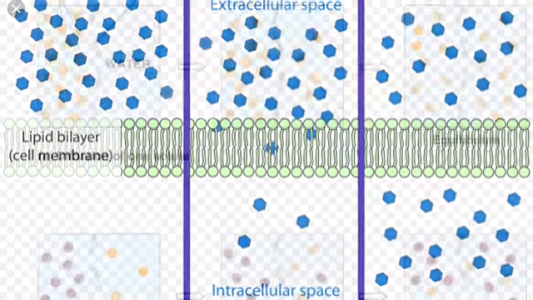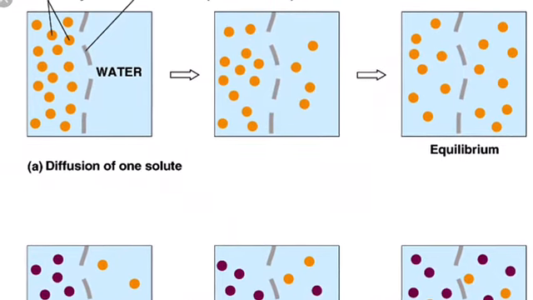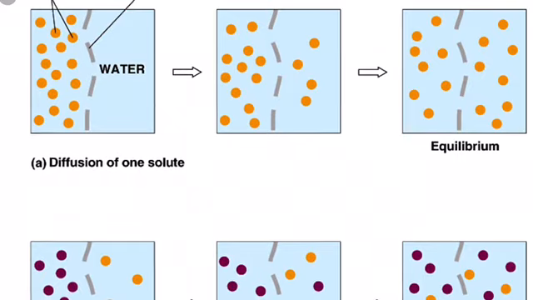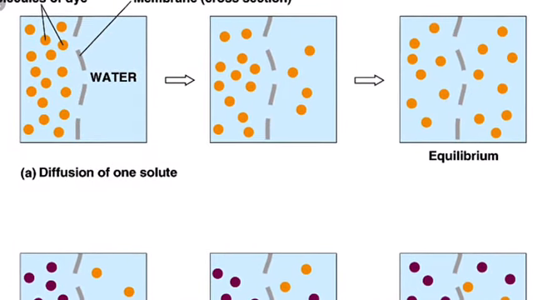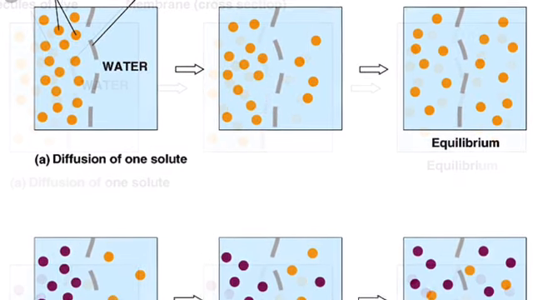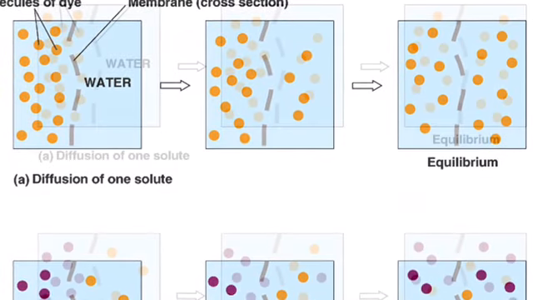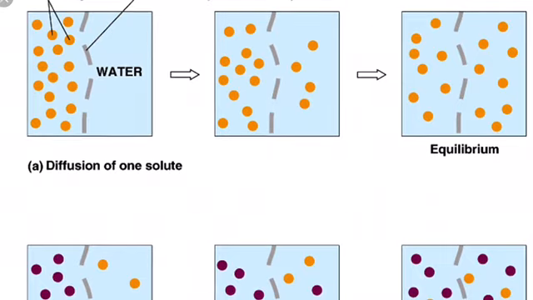Another form of passive transport that we need to be familiar with is facilitated diffusion. Facilitated diffusion is when molecules move from a high concentration to a low concentration with the help of a protein.